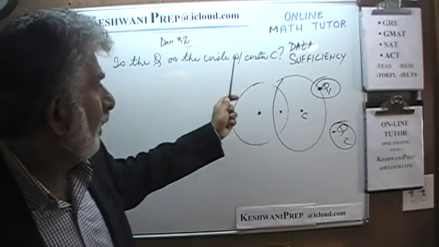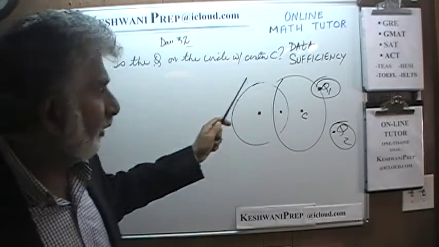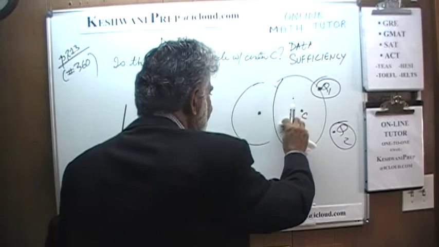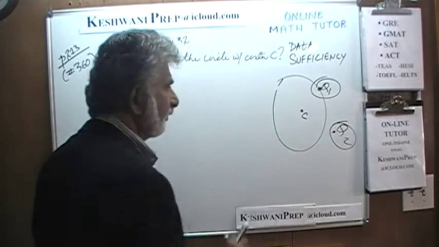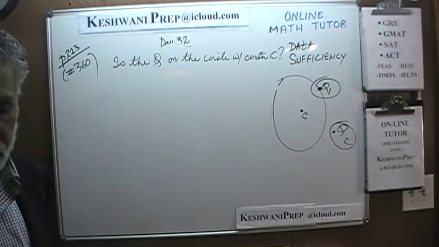Is point Q on the circle with center C? We do not care about this other thing. The other thing is just there to annoy us. Just ignore it, erase it. It doesn't exist. Do you understand? So that's the first part.